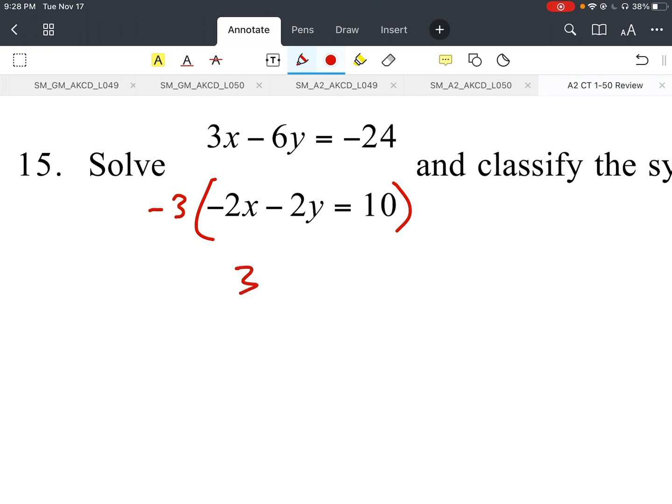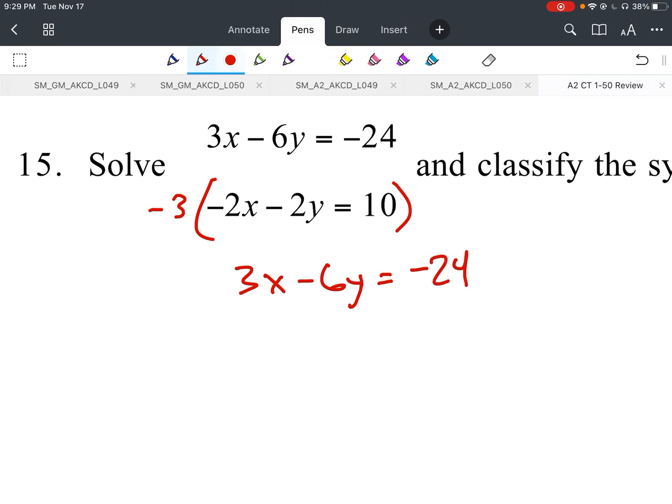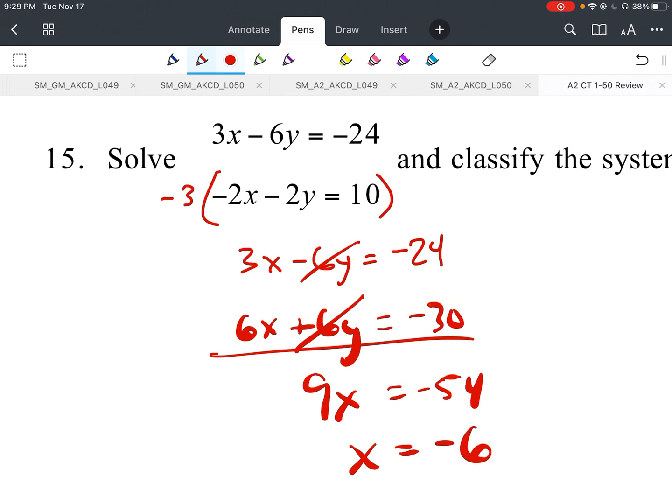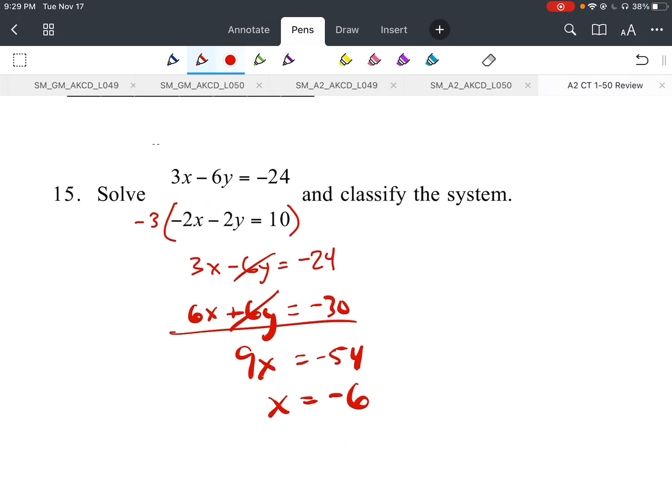So I'm going to rewrite the first row. Okay. And second row would now be positive 6x and a plus 6y equals -30. Okay, so essentially we'll just add those up, and what happens is these go away. So you get 9x equals -54. Divide both sides by 9, and you get -6. So x is -6. Plug into either one, and you're good.